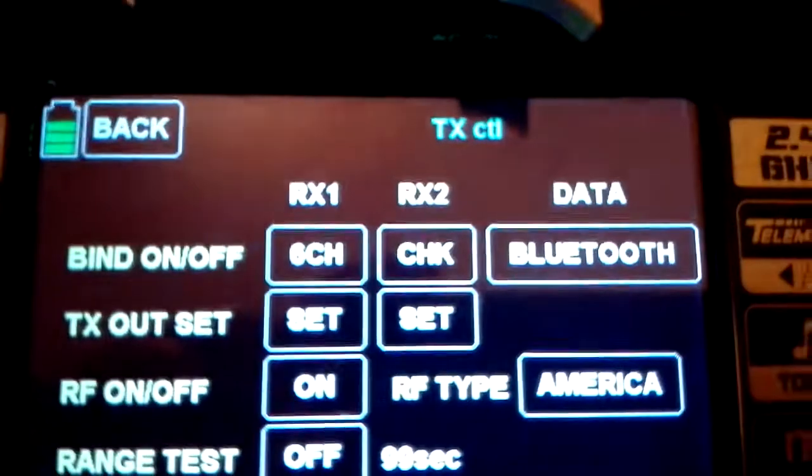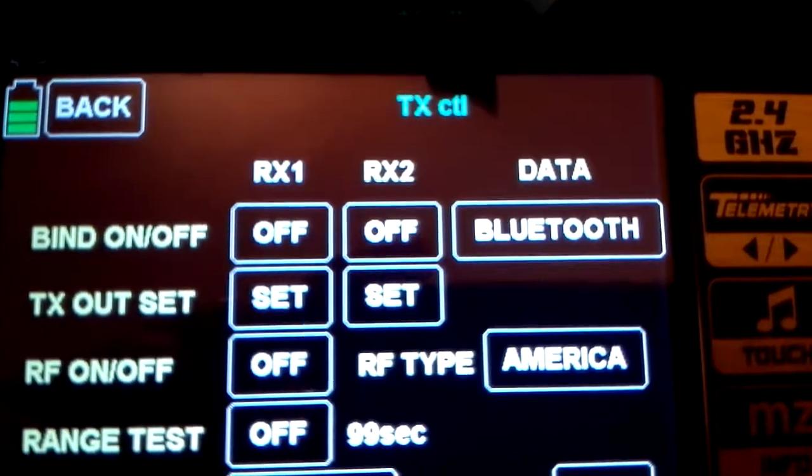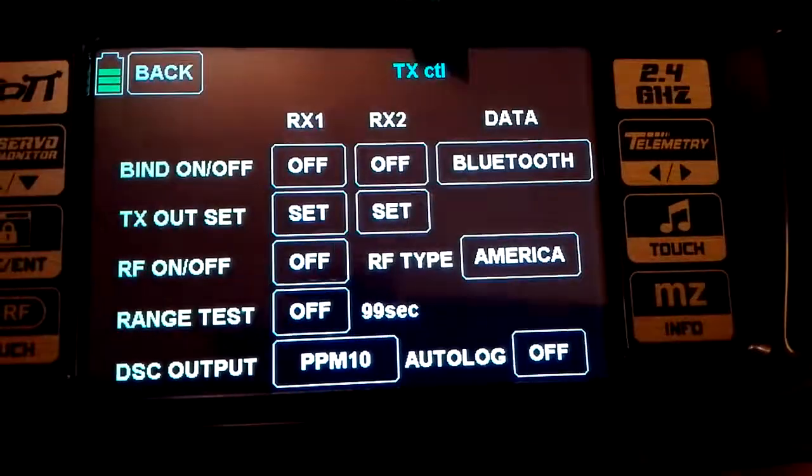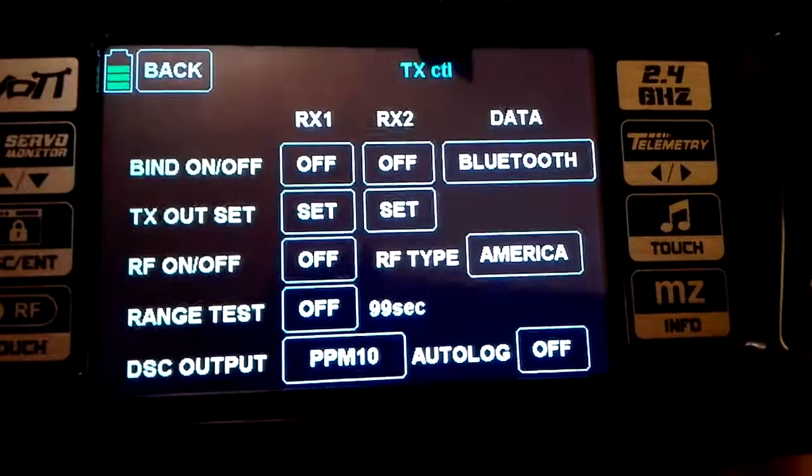And again, I don't know if I'm supposed to be pushing this button or not. And both are off. So I think that concludes my video where I am not able to bind the second receiver.